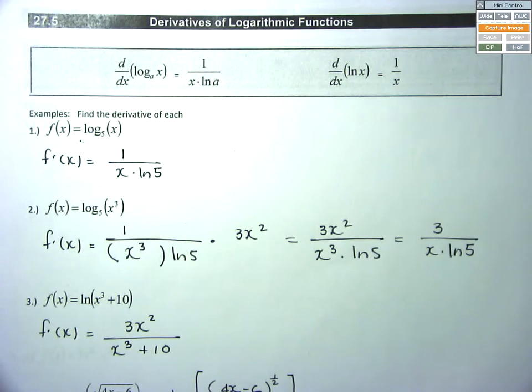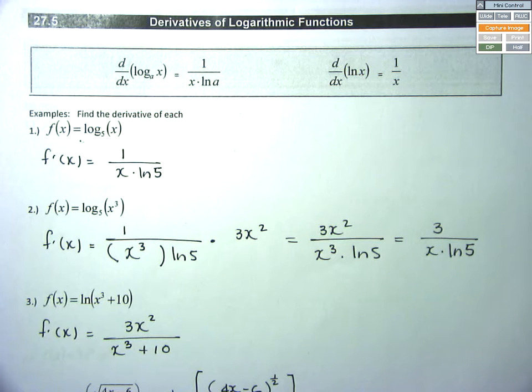All right, section 27.5, which is the last section that we covered last time that we met, was the section on derivatives of logarithmic functions. So we introduced a new rule, and then we also looked at logarithmic functions when we need a chain rule, product rule, or quotient rule. So we're going to just continue on here.